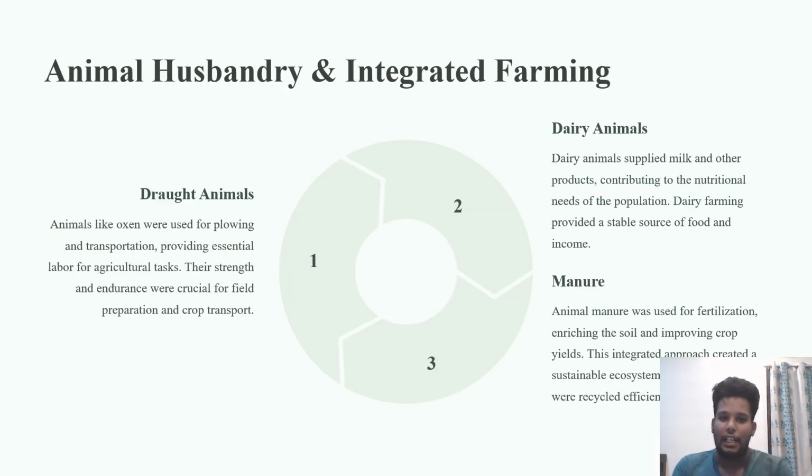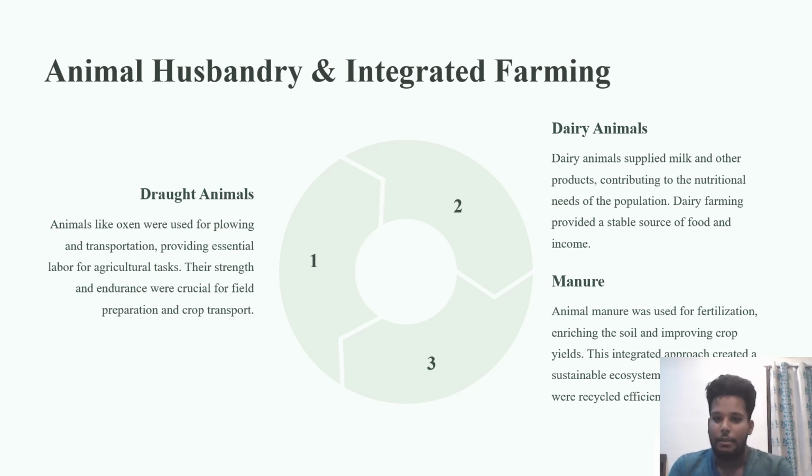Next is animal husbandry and integrated farming. As you can see, there are three ways. First is draft animals. Animals like oxen were used for plowing and transportation, providing essential labor for agricultural tasks. Their strength and endurance were critical in field preparation and crop transport.